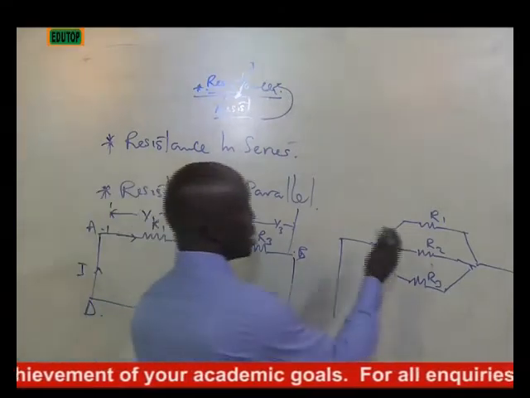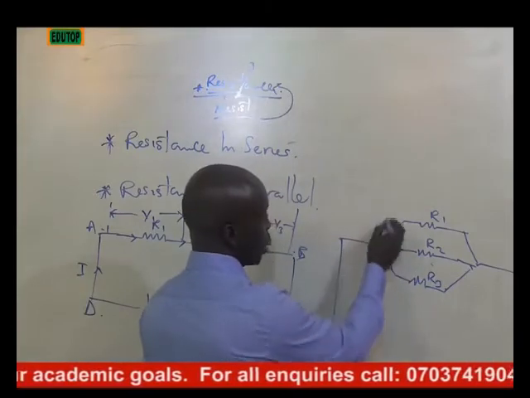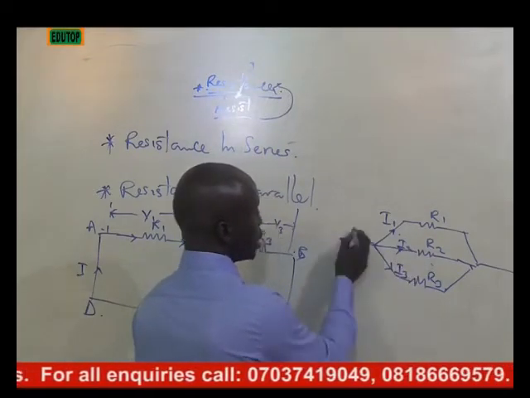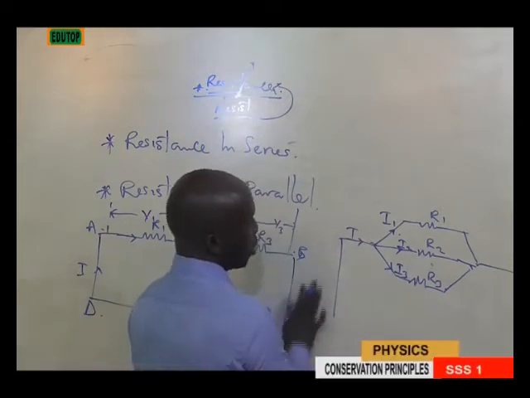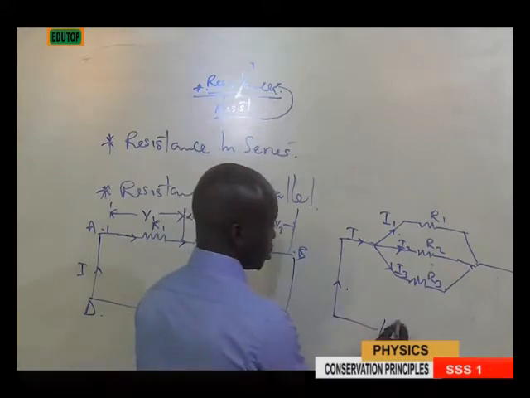But at this junction, there is a breakdown. That is, you have I1, you have I2, and you have I3. Now, this is the general current that comes. It's actually coming from your cell here.